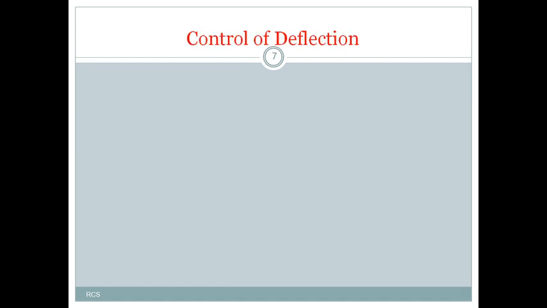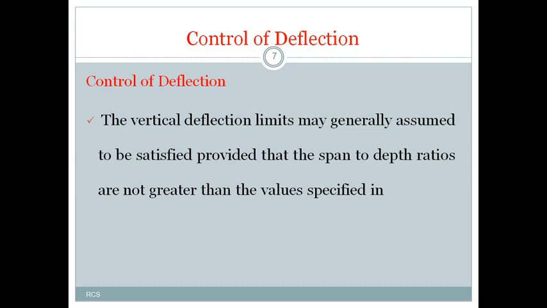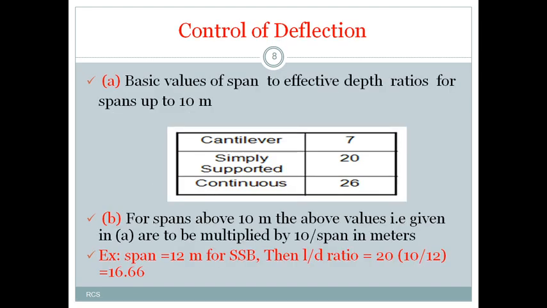So the next criterion will be deflection control. The vertical deflection limits may generally be assumed to be satisfied provided that the span to depth ratios are not greater than the values specified in clause 23.2.1 of IS 456-2000. According to this clause, the L by d ratio should not be more than those values. Now let us see what those values are as per the code. Here two criteria are given, criteria A and criteria B.